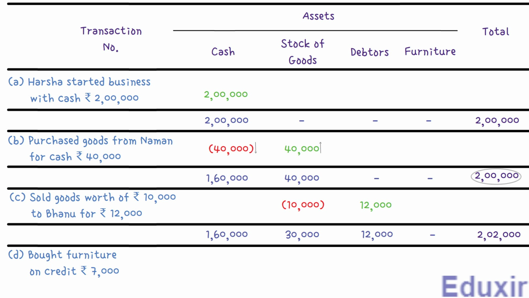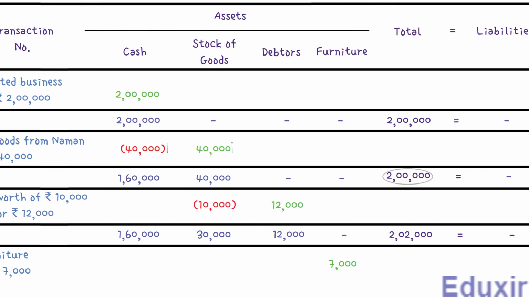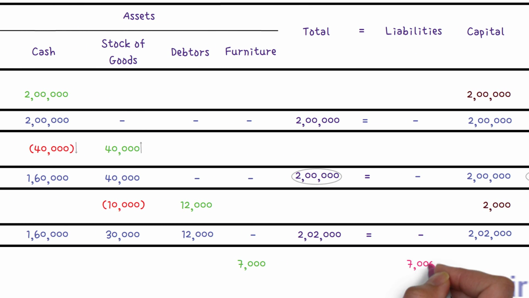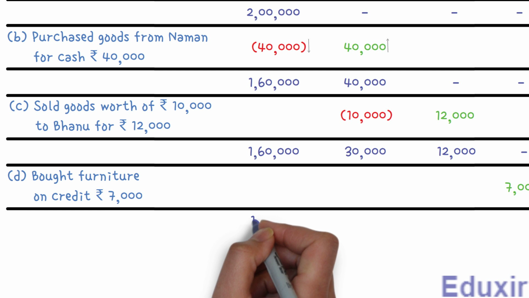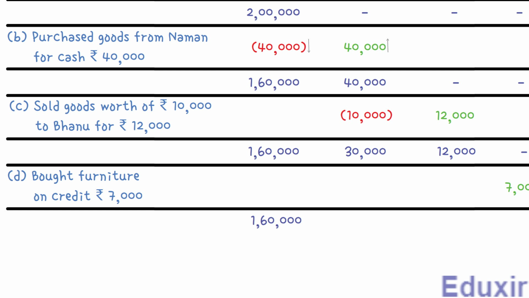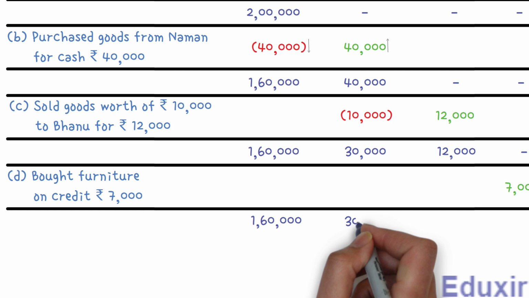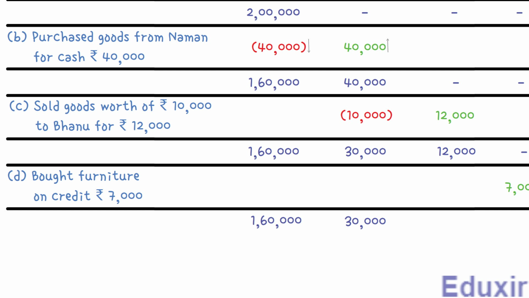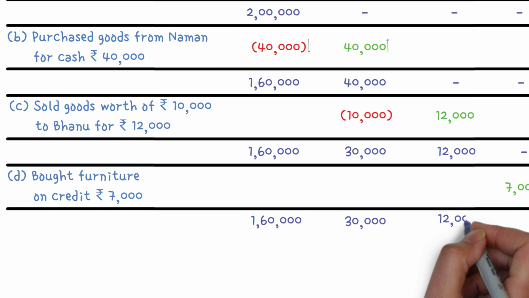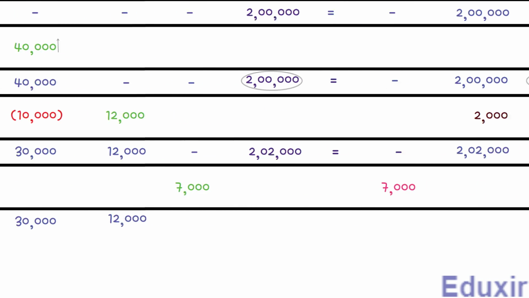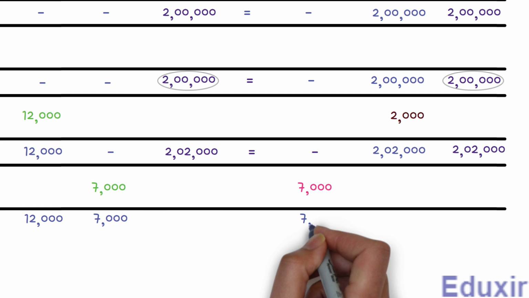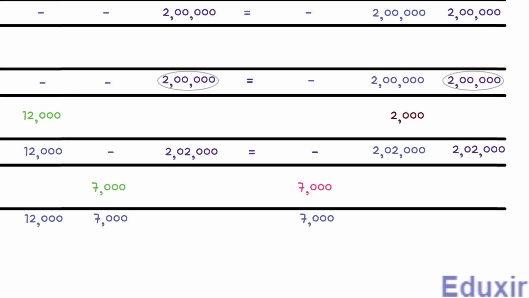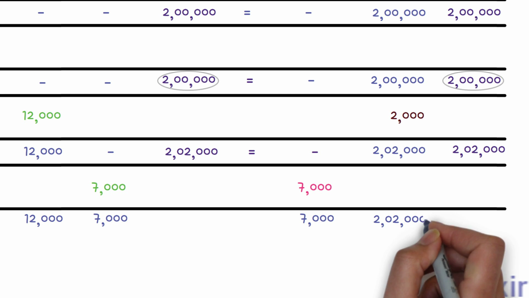So, after this transaction, the furniture asset available with the business is 7,000 rupees. Also, there is a liability of 7,000 rupees created. So, after this transaction, the cash asset available with the business will still be 1,60,000 rupees. The goods available with the business will still be 30,000 rupees. The debtors will still be worth 12,000 rupees. The furniture available with the business will now be worth 7,000 rupees. The liability of the business is 7,000 rupees. The capital will still be 2,02,000 rupees.